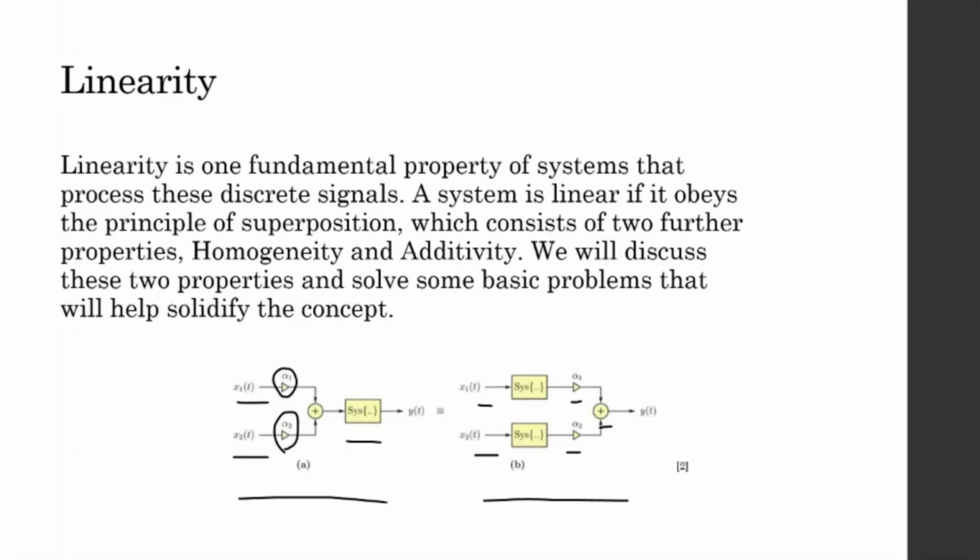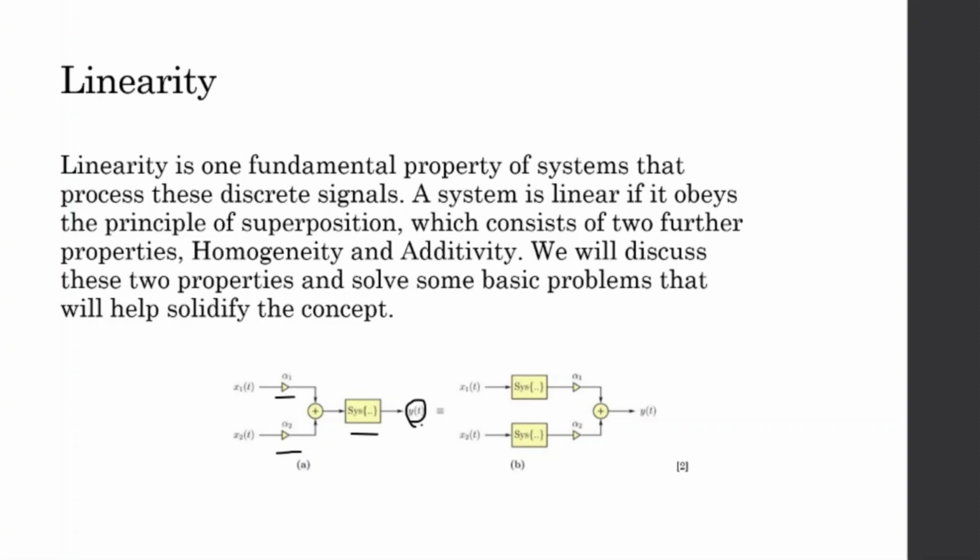Now, if we go back to the initial slide, you will see that this diagram is starting to make a lot of sense. Let us walk through this once again. So here we can see the principle of homogeneity, where we are scaling the two inputs x1 and x2 with two constants alpha 1 and alpha 2. And we are adding them together and putting them through the system to get the output yt.